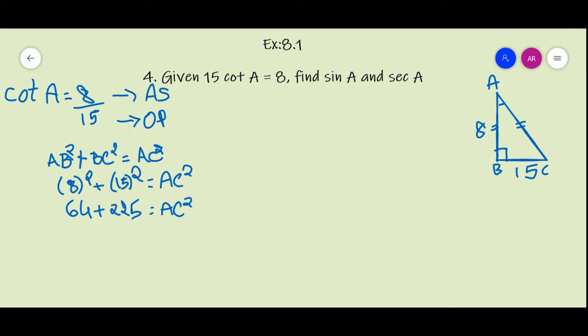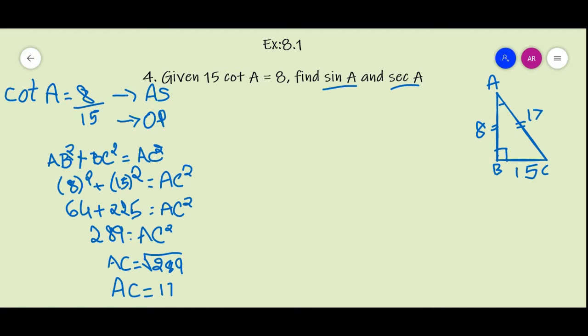So 64 plus 225, simple math, it's going to be 289. So 289 is equal to AC square. What would be the value of AC? Simple. AC will be equal to root of 289, and you might know, if you have learned the squares till 25, it's 17. So we have got the value of the other side also, which is 17. Let's update our triangle. I'm going to write 17 over here. That's it. Now it will be just a cakewalk for us to find the other values. In this question, we have been asked to find the value of sine A and sec A. So let's find them now.